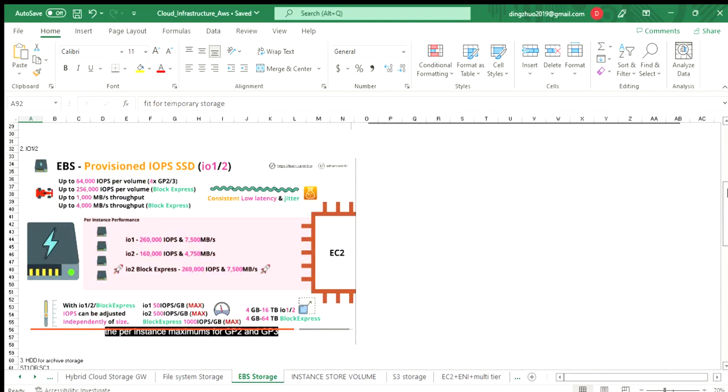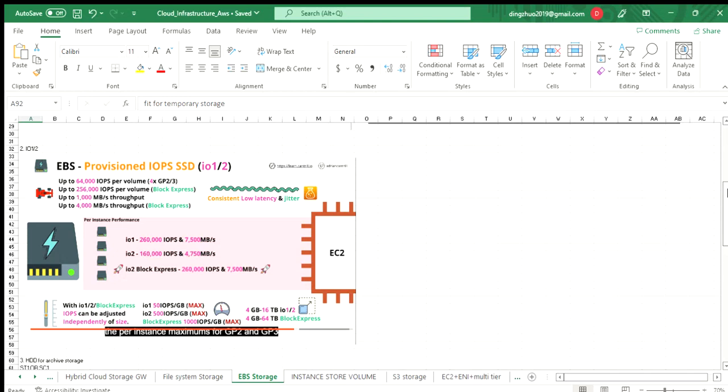If you need more IOPS, let's say your IOPS requirement is above 20,000, maybe 50,000, how are you going to handle that? Then you probably need IO1 and IO2. So look at IO1 first. It can support up to 64,000 IOPS per volume, which is 4 times that of GP2 and GP3.